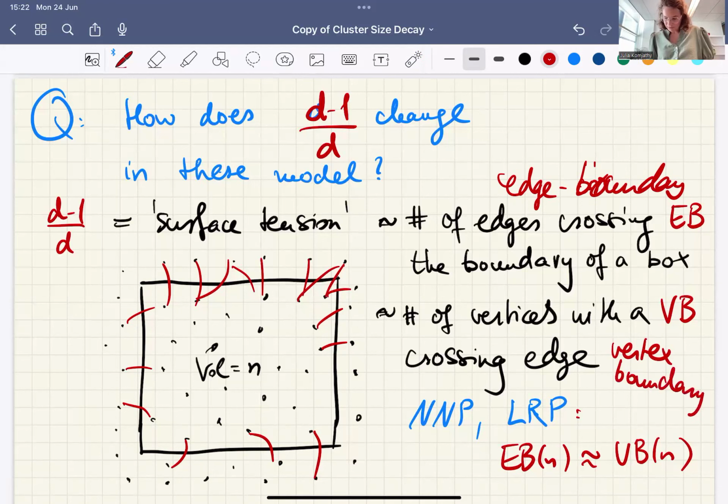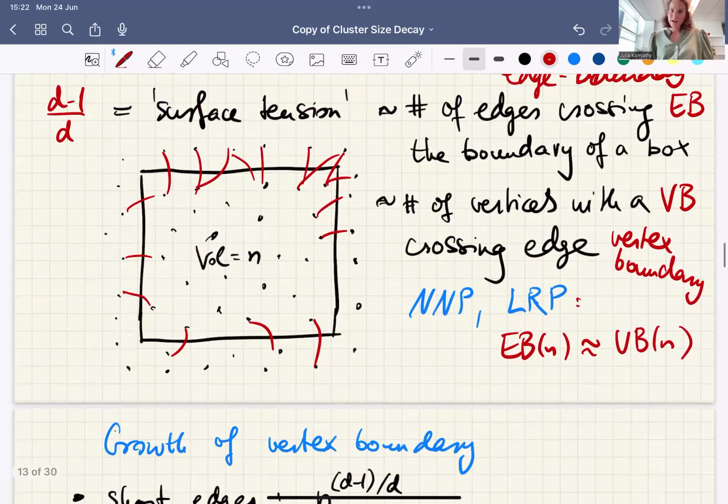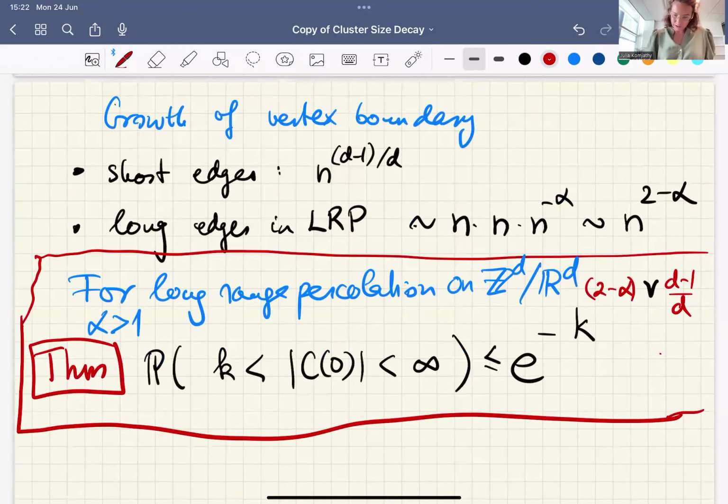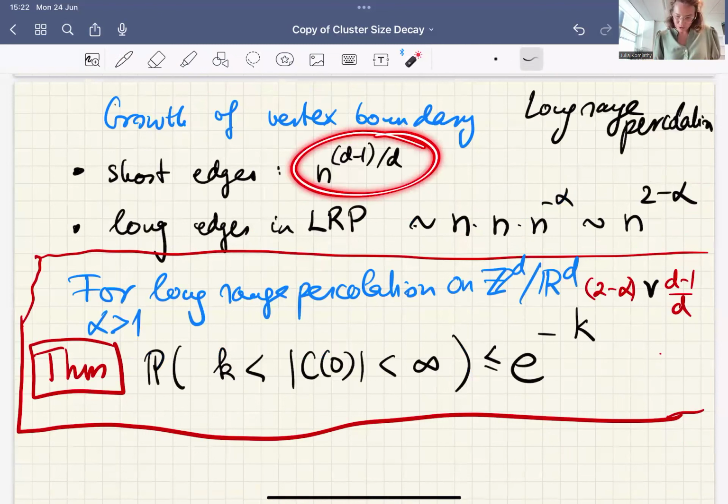And what we notice is that in Bernoulli percolation, and actually also in long range percolation, the edge boundary and the vertex boundary have roughly the same order, because every degree is constant in expectation. So let's count for long range percolation, this edge boundary. From short edges, I get a contribution of n to the (d minus 1) over d edges crossing the boundary of the box.